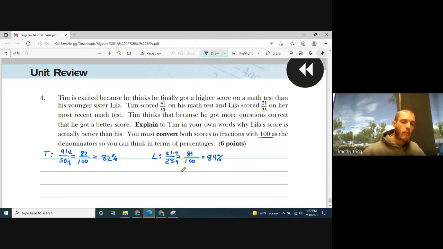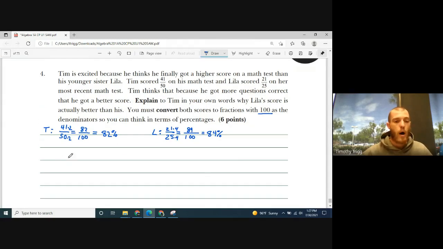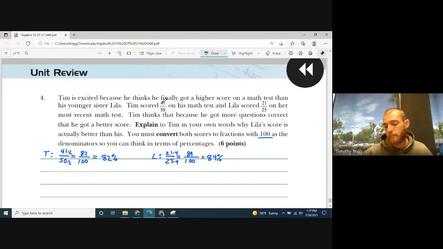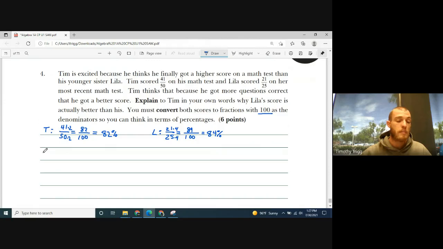Okay. So then you would want to explain now why Tim's score is not as good as Leela's. So even though he got 41 questions right, his test was out of 50. Leela got only 21 questions right, but it was out of 25. So you want to explain that although Tim got more questions right, the percentage of questions right that he got is less than the percentage that Leela got. Okay. So go ahead and pause that and give that explanation in your own words.